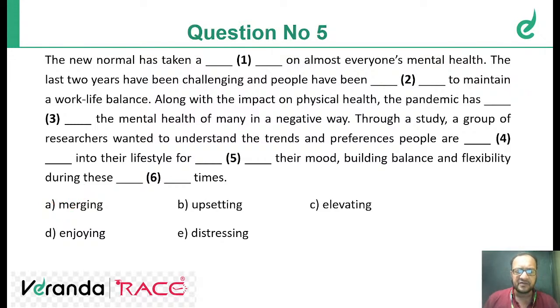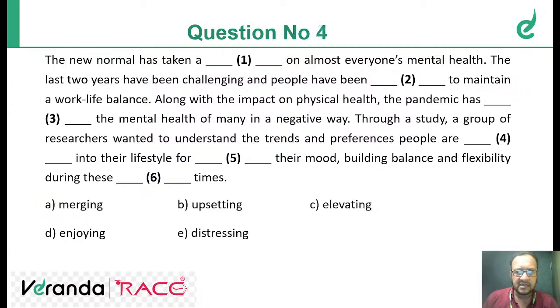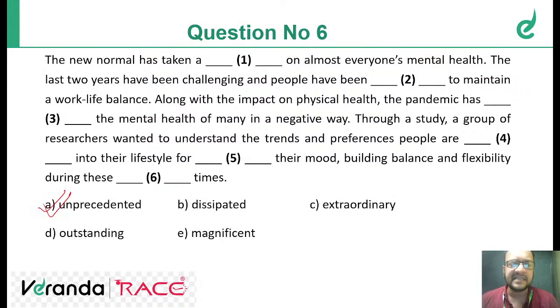Let us move to the 6th option first. Unprecedented. Okay, so tough is equivalent to unprecedented. During these unprecedented times. Option number 4, what was option number 4? Let us see. People are merging into their lifestyle for dash their mood, building balance and flexibility during these unprecedented times. Unprecedented means which could not have been thought of, which could not have been imagined.